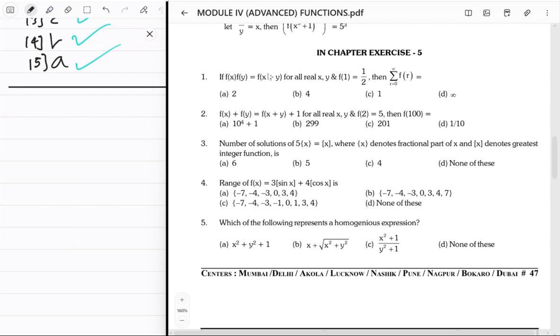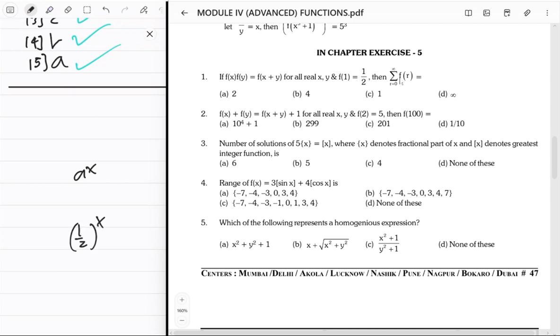Okay, let's do it. First question, if f of x times f of y is equal to f of x plus y for all real x and y, and f of 1 is equal to 1 upon 2. Once again, we know it's something like a power x, right? That's the only kind of function that satisfies this equation. I showed you how that happens in the previous exercise. And f of 1 is equal to 1 upon 2, so a is just equal to 1 upon 2. So it's like 1 upon 2 power x, basically. That's what f of x is.